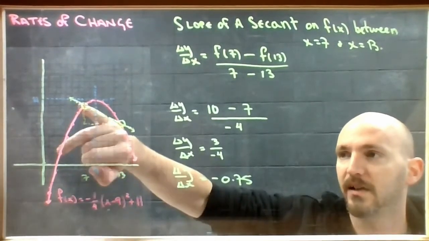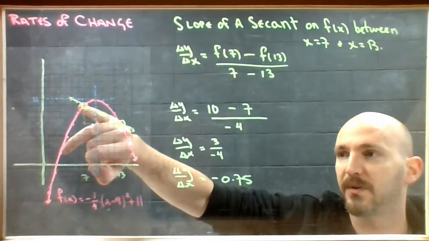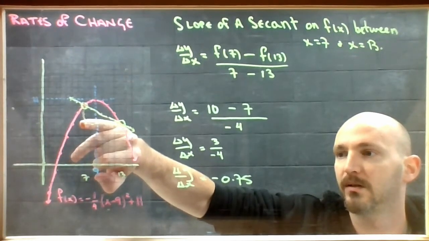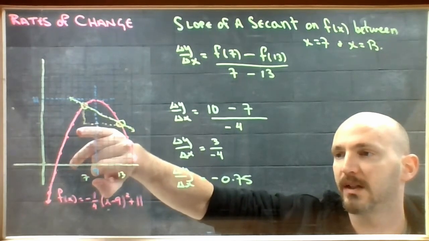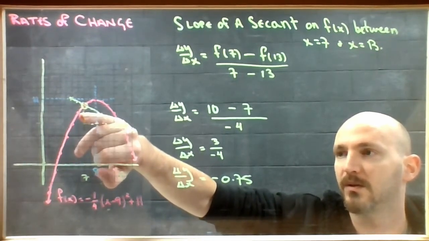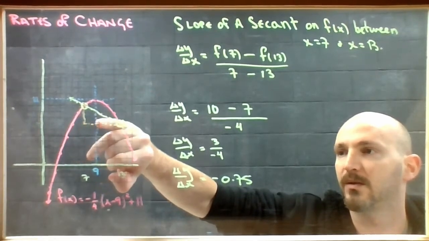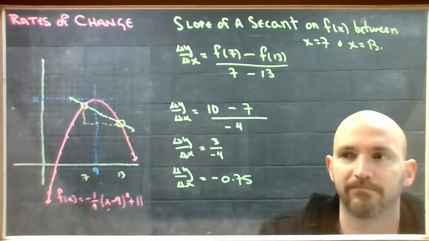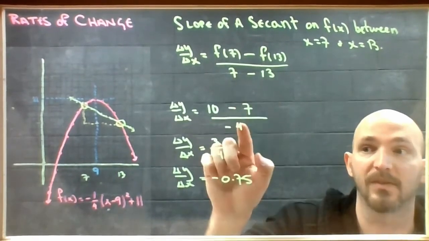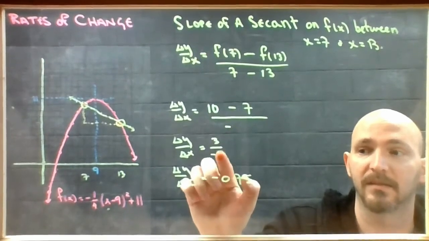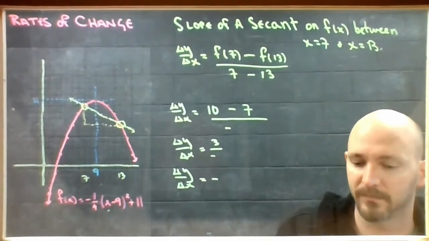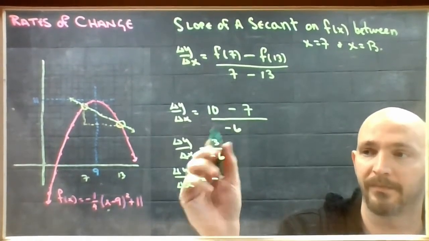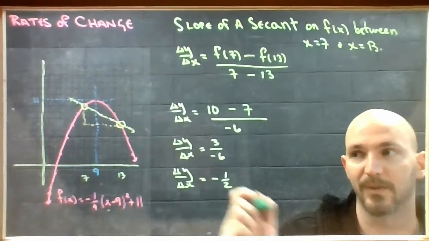And if we check here, this thing drops 1, 2, 3, and over. Something funny happened there. 1, 2, 3, 1, 2, 3, 4. Hello, friends. 7 minus 13 is negative 6. So that's negative 1/2.